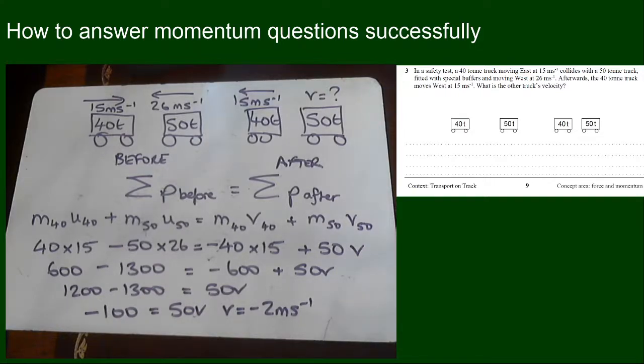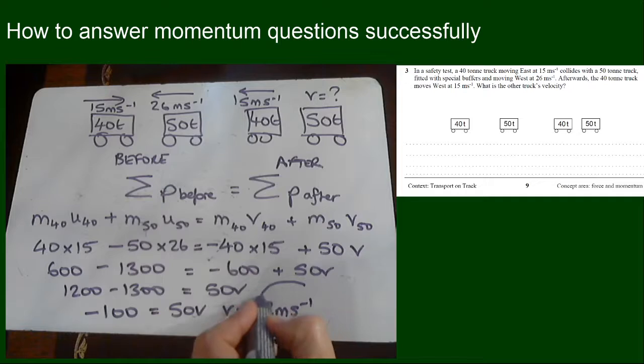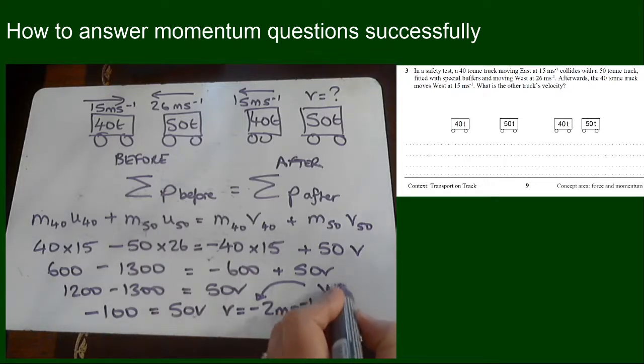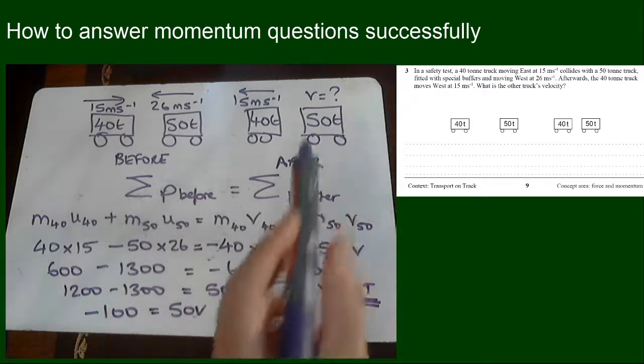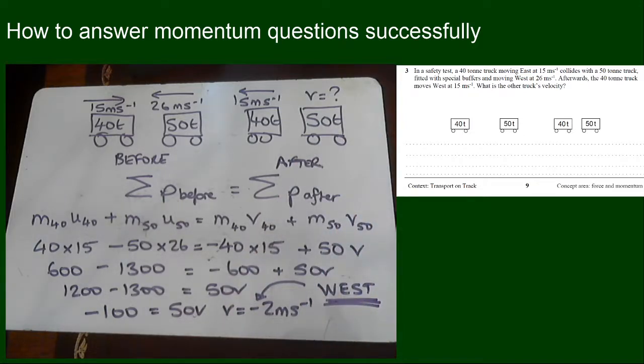What does that minus tell us? That minus sign in that final answer means that it must be travelling to the west. It didn't matter that we didn't assign any particular direction to the 50-ton truck. We just left it as it was. We assumed it was positive. The answer comes out negative, which tells us it's moving west. So you don't need to make any assumption at that point.